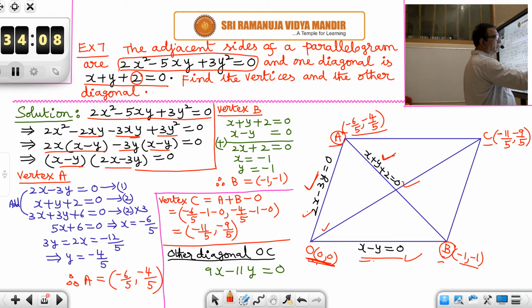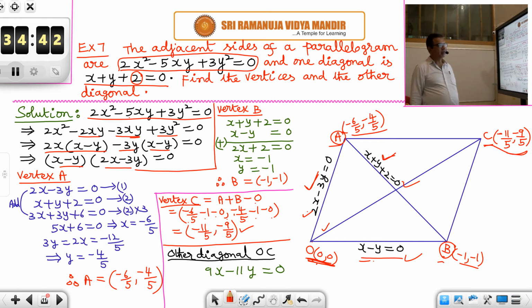Can you find the third vertex C? What is the formula for third vertex C? Third vertex C here is A plus B minus O. O is of course origin, so you can forget about that. A plus B only. Just add A and B. Minus 6 by 5 minus 1 minus 0, comma, minus 4 by 5 minus 1 minus 0. Simplify, you will get minus 11 by 5, minus 9 by 5 is the fourth vertex C.